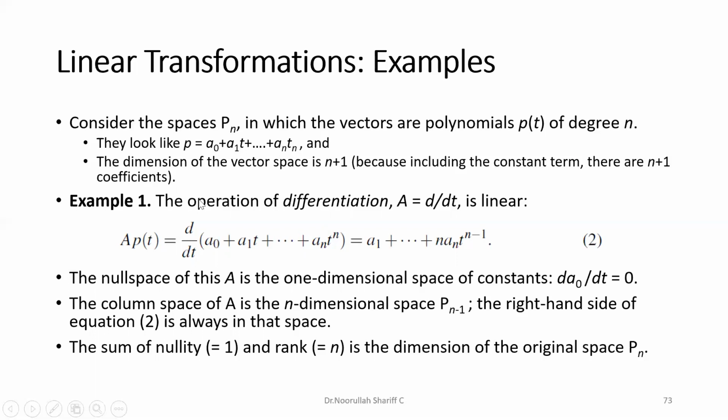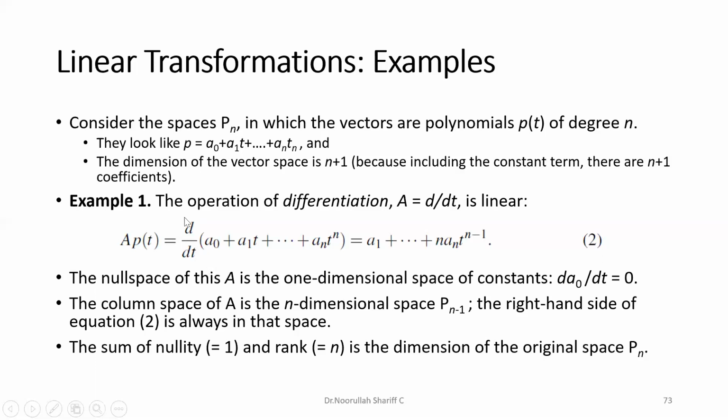Now let us take an example corresponding to this. The operation of differentiation on this polynomial is what we are trying to consider. So the operation here is differentiation, that is A is nothing but d by dt, and that means if you take the d by dt of this, then we consider that as a transformation of the function p into A p. So A p of t, because it's a function of t over here. So t is the independent variable here, and p is the dependent one.